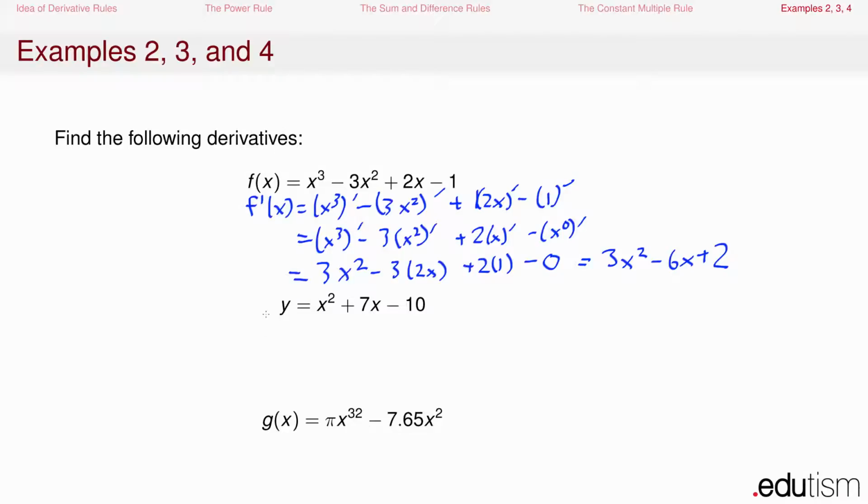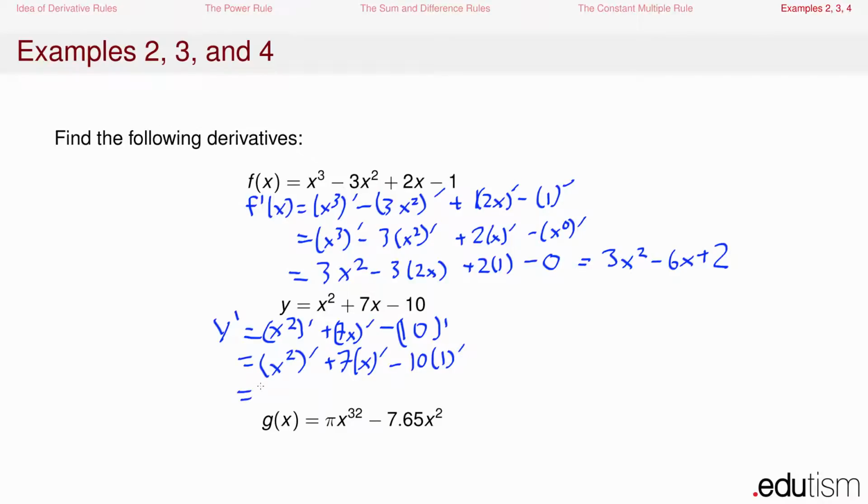Next one, we're going to use exactly the same steps. First, we use sum and difference rules to split up this into 3 separate derivatives. It's going to be the derivative of x squared plus the derivative of 7x minus the derivative of 10. Then we use the constant multiple rule. The derivative of x squared is going to be the same. Here, the derivative of 7x is going to be 7 times the derivative of x. The derivative of 10 is going to be 10 times the derivative of 1.